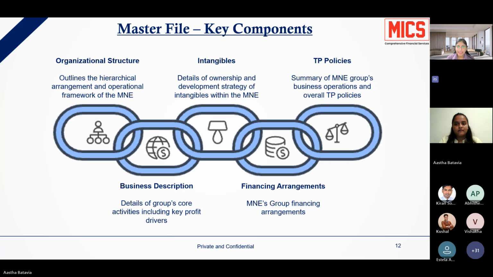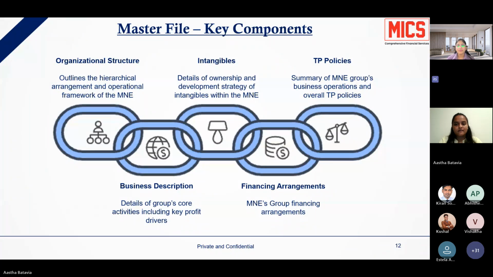So in this case, the master file is just like that. It is just like a global book in which you narrate how the business works, how decisions are being made, and how you can justify your profits. It applies only when the turnover is 200 million dirhams or more, or in a situation where your MNE group is already being covered by CBCR requirements.